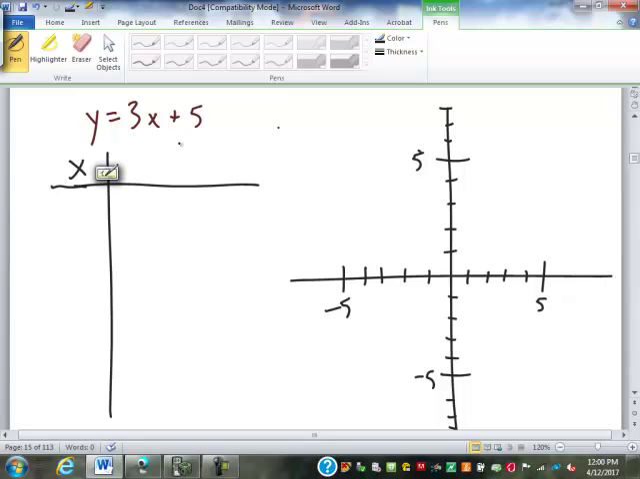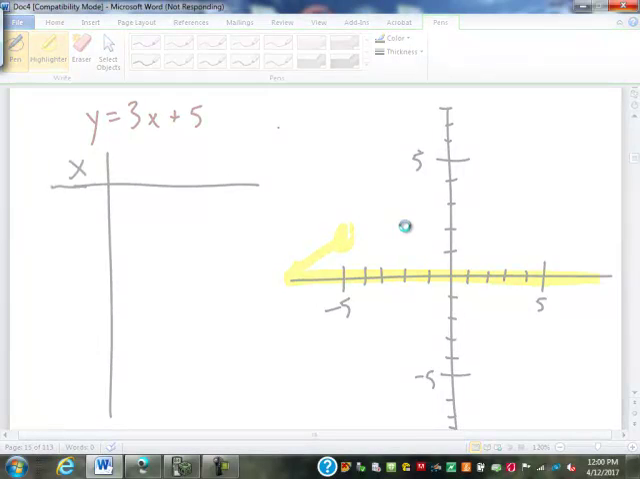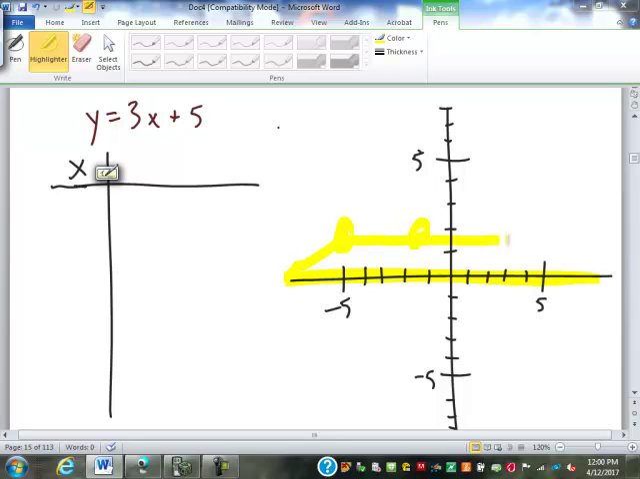So for x, I'm just going to try different values. I want to take numbers that go all the way across. This is my x-axis right here. So I want some of them over on the left side, some of them in the middle, and some of them over on the right side of the graph. So I want the x values scattered out is basically what I'm saying. So I might do x is -2, 0, 1, and 3. That gives me a nice little spread across the graph.